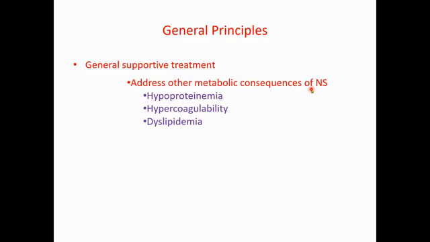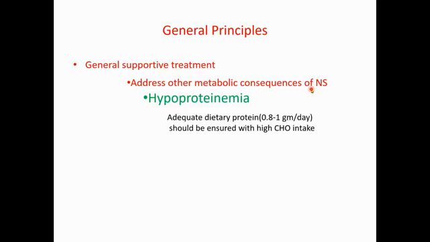Other metabolic consequences include hypoproteinemia, hypercoagulability, and dyslipidemia. Hypoproteinemia should be treated with adequate dietary protein intake. Usually protein intake is 0.8 to 1 gram per kg per day, and should ensure high carbohydrate intake. When there is very high proteinuria, for example 10 grams of protein loss, that amount should be added to the measured amount of the daily protein.